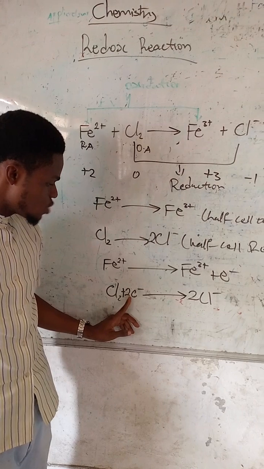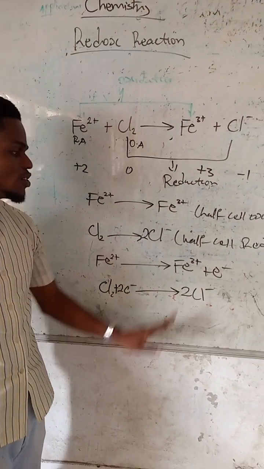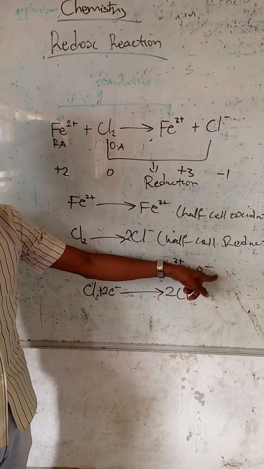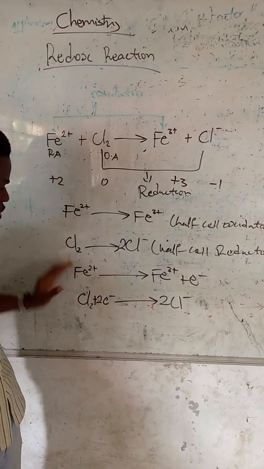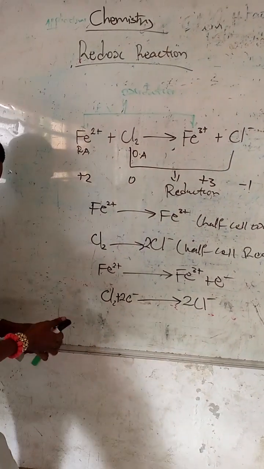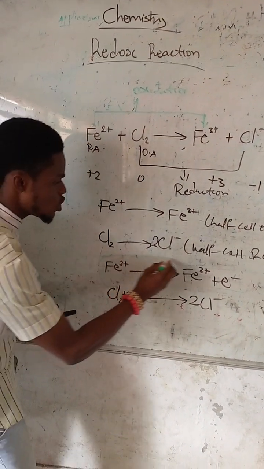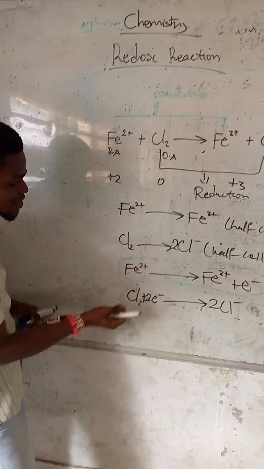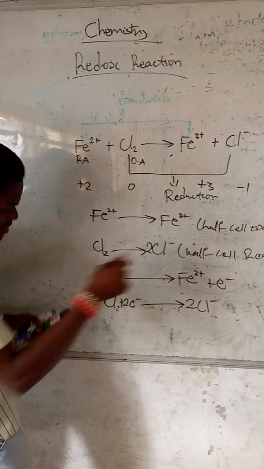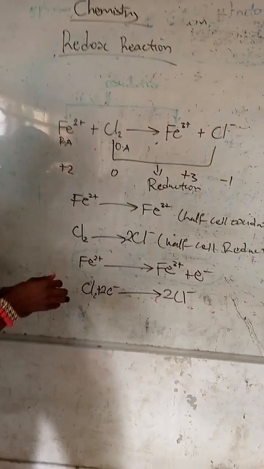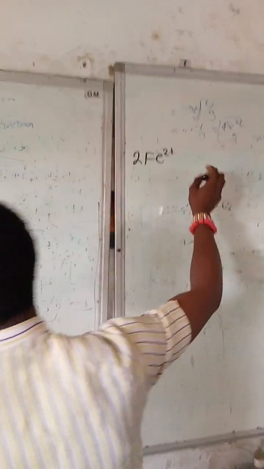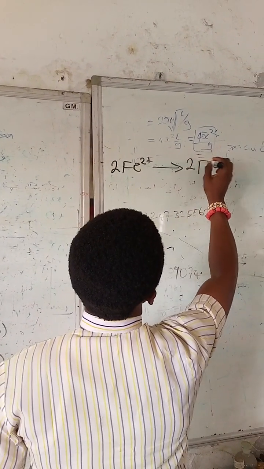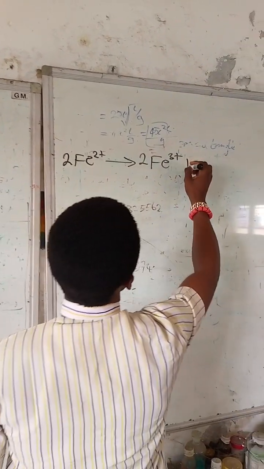From here, we have these 2 electrons at the reactant side. Looking at the product, we have only 1 electron. So we have to ensure that the reactant balances the product. How do we achieve this? We are going to multiply the whole of this equation by 2, so that we'll be able to ensure that the electrons at the reactant part balance the electrons at the product side. When multiplying this by 2, we are going to have 2 moles of iron 2 ion. This gives us 2 moles of iron 3 ion, then plus 2 electrons.